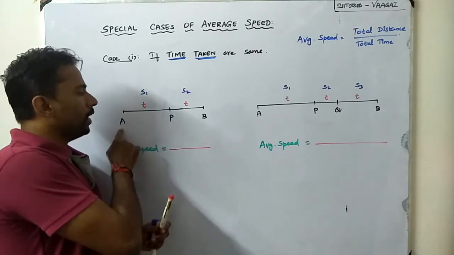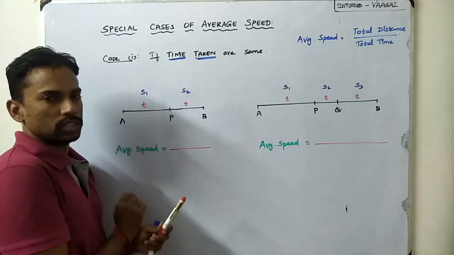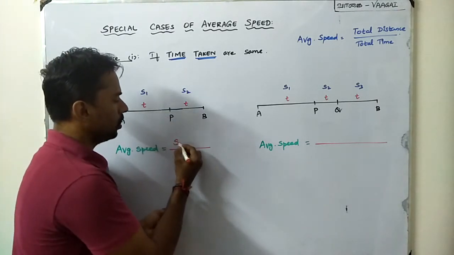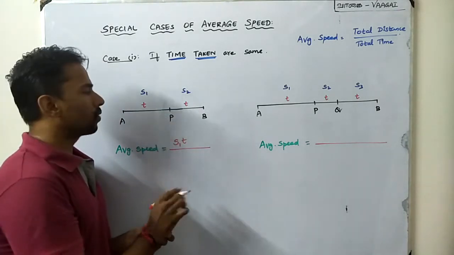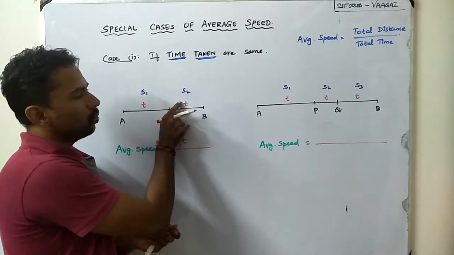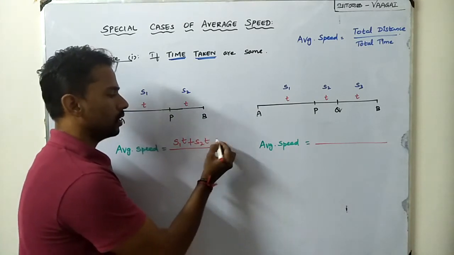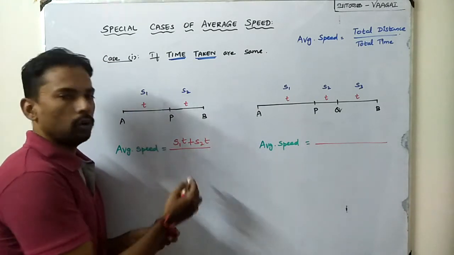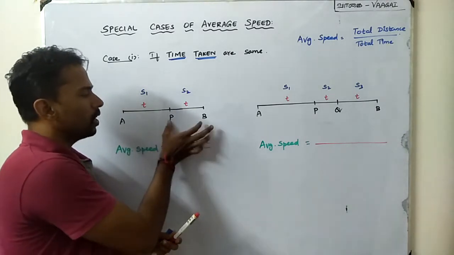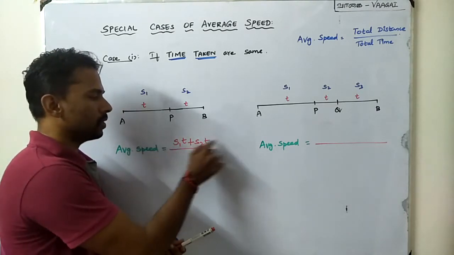See here, from A to P, let us try to find the distance. From A to P, the speed is S1 and time is T. So distance will be their multiplication, that is S1 into T. And from P to B, the distance is going to be speed S2 and time is T. So distance is going to be plus S2T. So I am going to add these two so that I will be getting the total distance, because A to P is S1T, P to B is S2T. So the total distance is the addition S1T plus S2T.